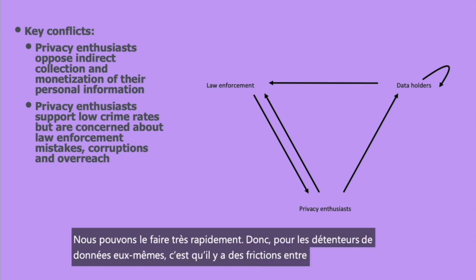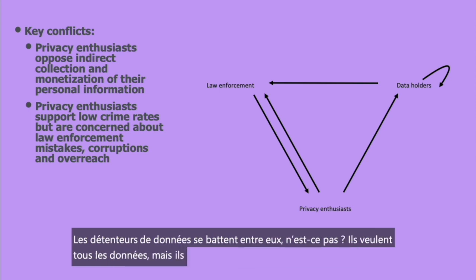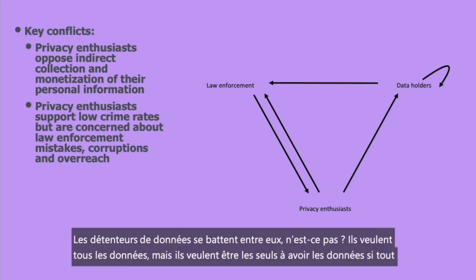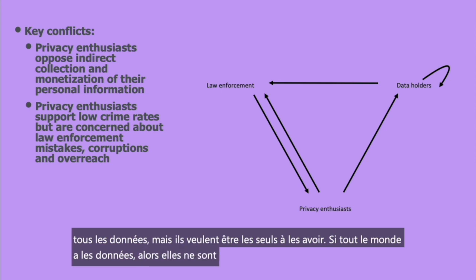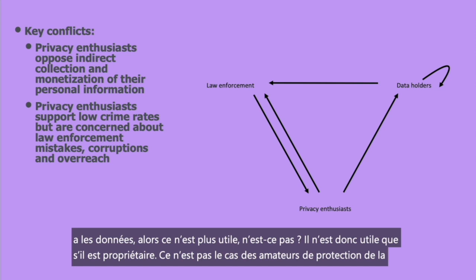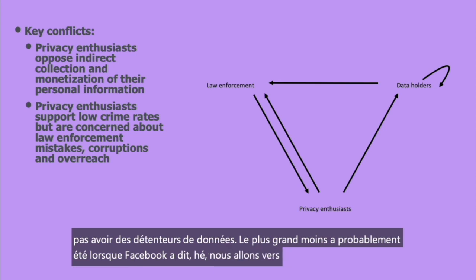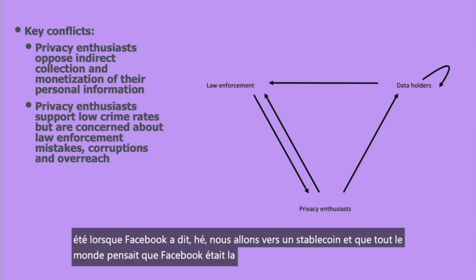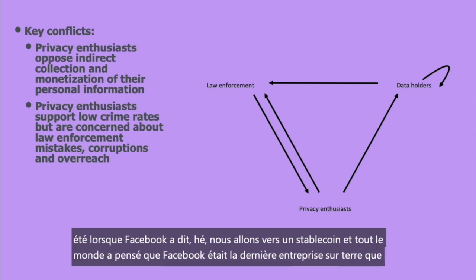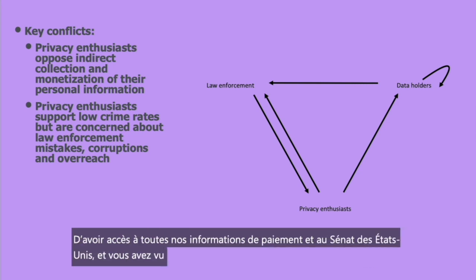The data holders fight amongst themselves, right? They all want the data, but they want to be the only ones to have the data. If everyone has the data, then it's not useful anymore, right? So it's only useful if it's proprietary. Privacy enthusiasts don't like having data holders. So the greatest furor was probably when Facebook said, hey, we're going to do a stable coin. And everyone thought Facebook, like they're the last company on earth that we want to have access to all of our payment information. And the US Senate, and you saw a huge regulatory response in the US.